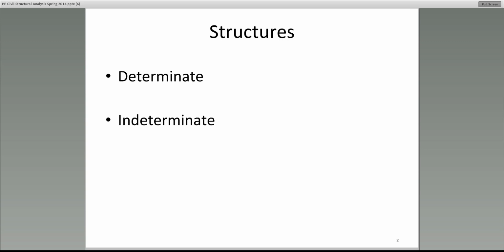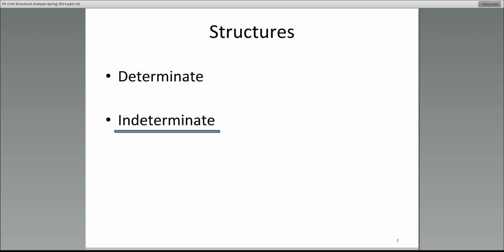However, please pay very close attention. Those of you who are planning on taking the structures exam in the afternoon are, however, responsible to know how to analyze indeterminate structures. Just those of you who are taking structures in the afternoon.